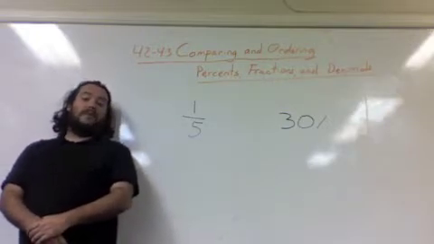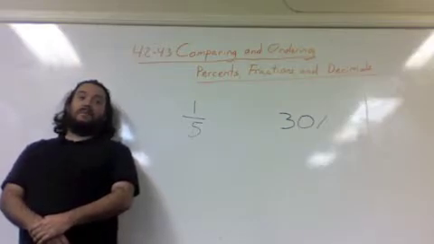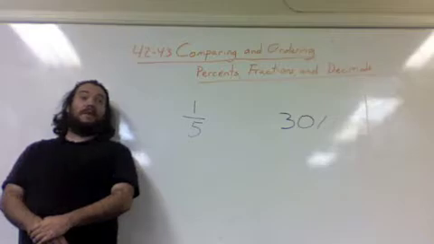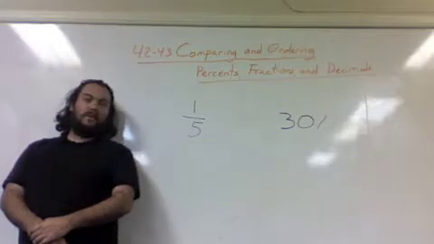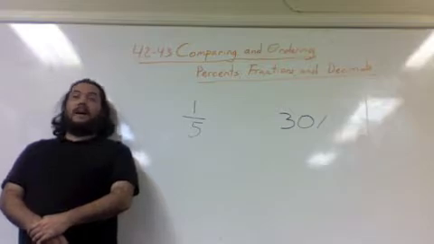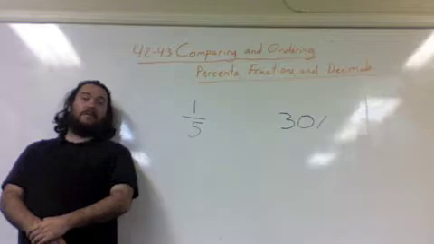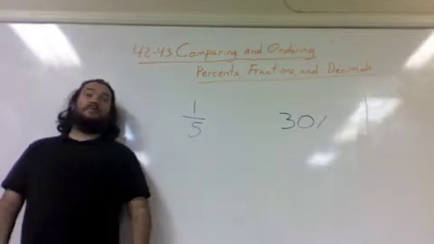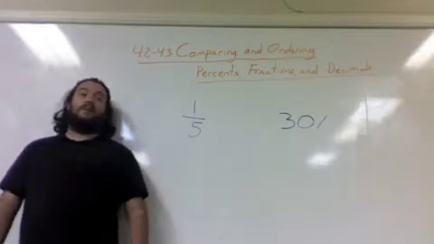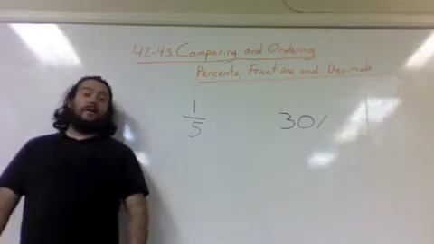In order to compare fractions and percents, or fractions and decimals and percents, the simple trick is just to make them all the same thing, right? Either make them all fractions, or make them all decimals, or make them all percents. And you're going to have to decide which one is easiest for you. There's no one that's better than the other. If you want to make them all into decimals, that's fine. If you want to make them all into fractions, that's fine too. If you want to make them all into percents, that's fine as well. It's up to you.